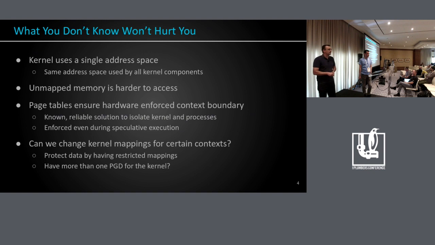We also know that unmapped memory is harder to access, because there's no mapping, so you don't know where to go. I'm talking specifically about mapping and not mapping protection, because we have seen in some cases, like Meltdown, that during speculation, mapping protection is not necessarily taken into account. So if your mapping is done with a protection, it's possible to override it.